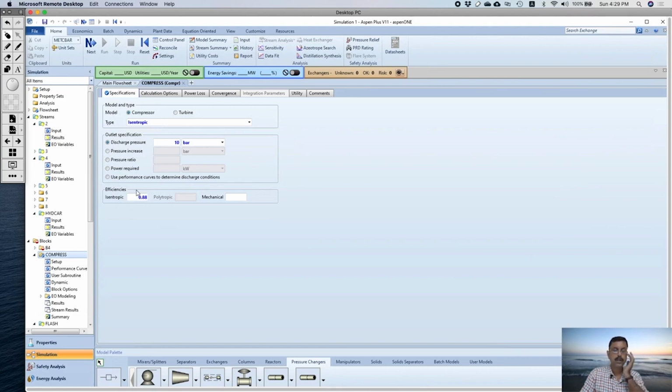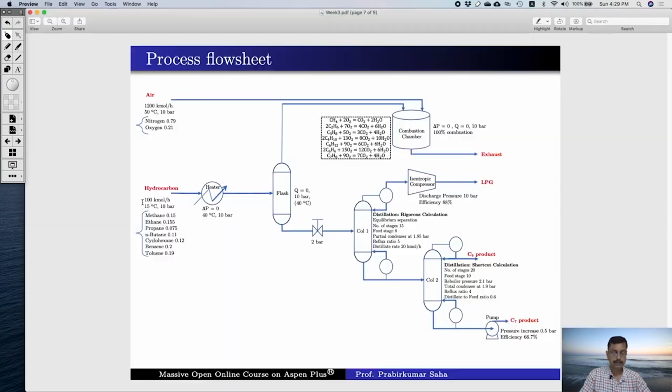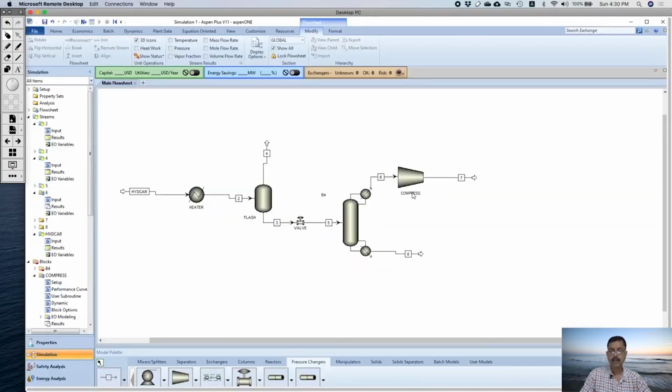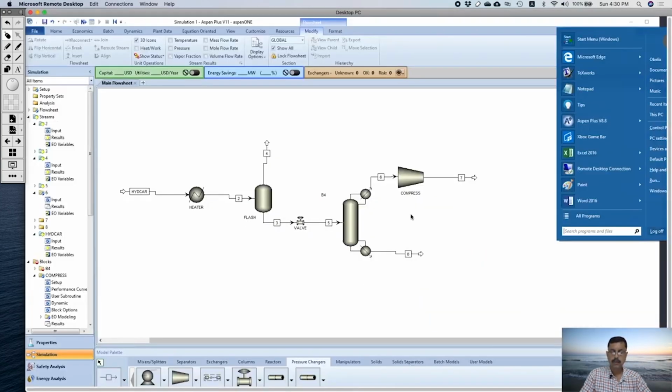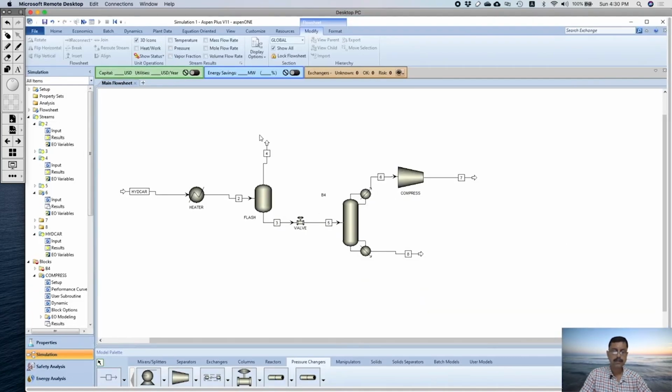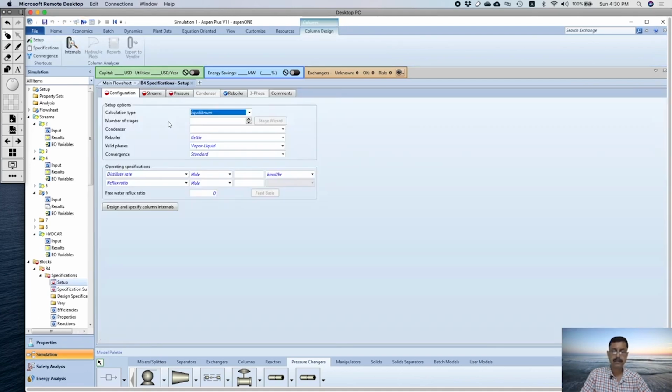If you do not give any information over here, it will take 100% efficiency. So it will be compressed up to 10 bar. So that is the job of a compressor. Now again we perform the simulation with the next button.